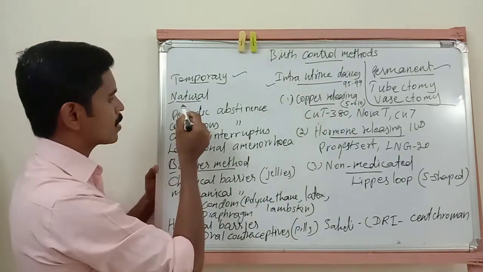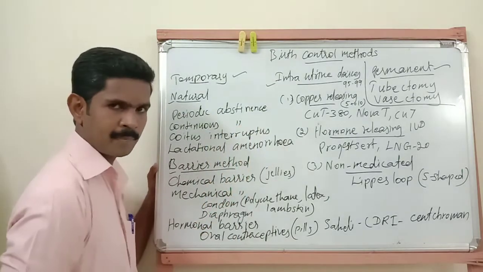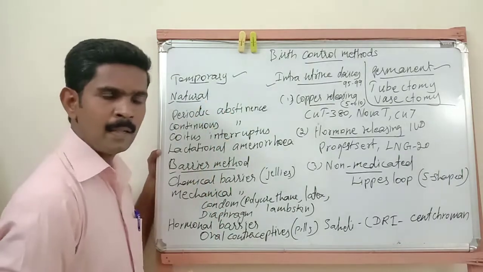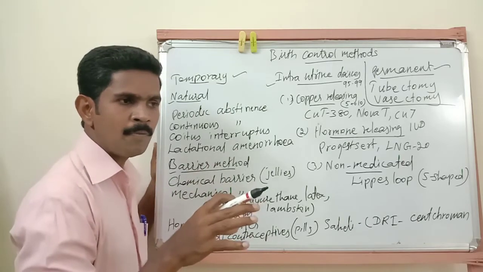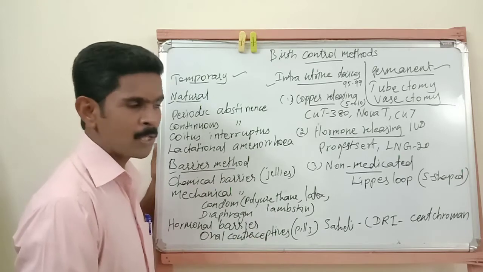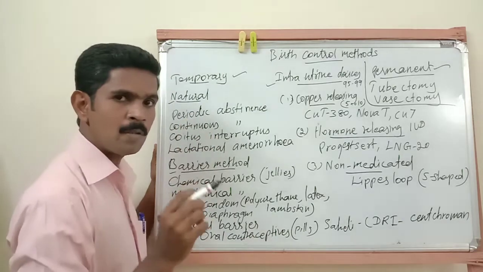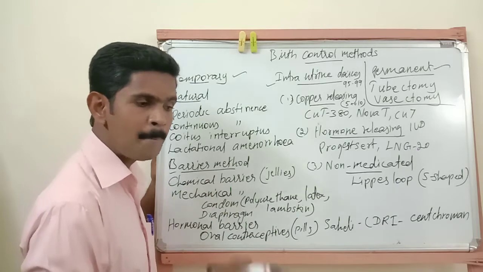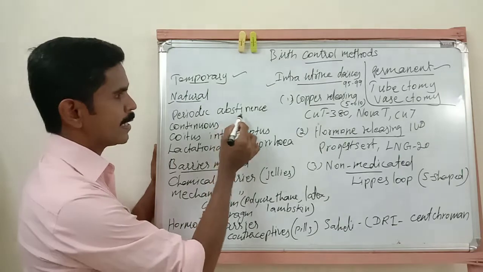Now we are going to study about some different types of natural method. First one is periodic abstinence. Normally in the natural method, the fertilization process is the fusion of both male and female gametes, after which the egg is changed into a fertilized egg. So these methods are used to prevent the fertilization, or to prevent the joining of both male sex cell and female sex cell. Okay, first one is periodic abstinence.